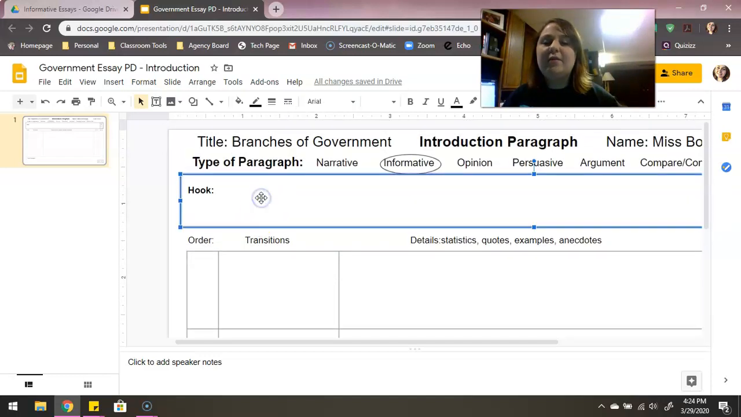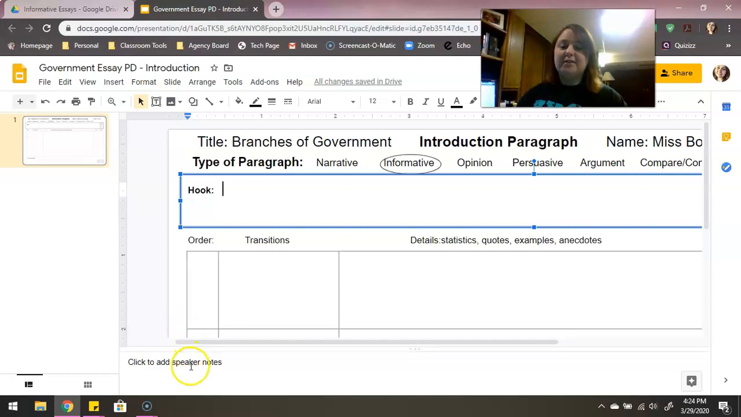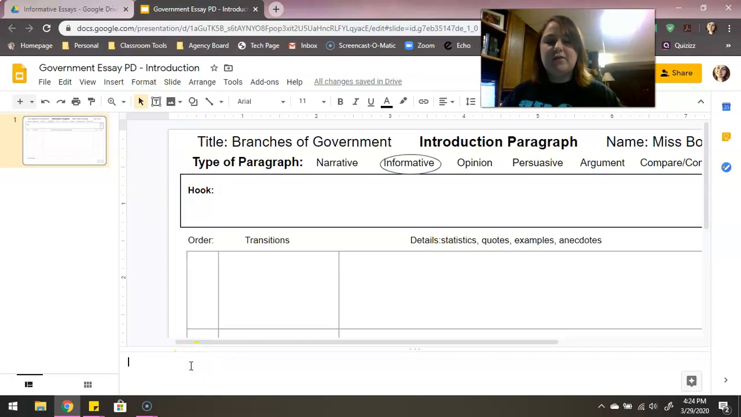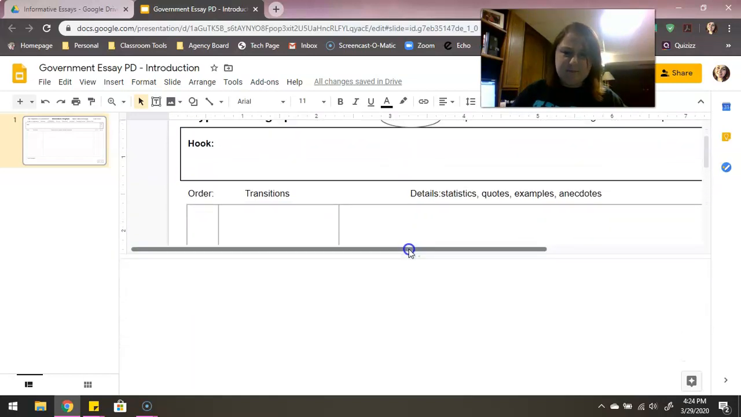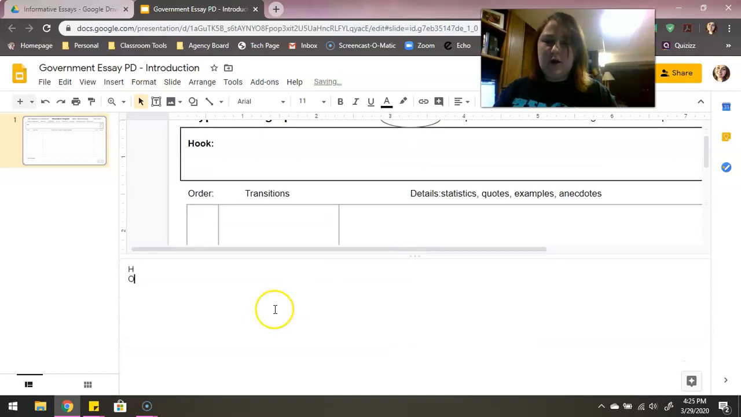But we're going to start with reviewing real quick what we do for our introduction paragraph. So if you remember, for our introduction paragraphs, we used the acronym HOT because our introductions were going to be HOT. So I'm going to make some notes down here in the speaker notes, and I'm going to make this a little bit bigger so you can see it. So we have H, O / T, and then T. Remember, those were our acronyms.